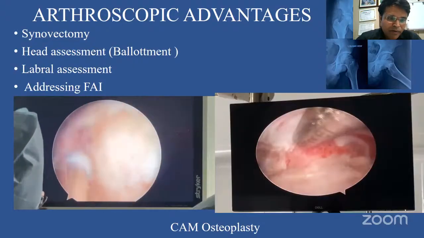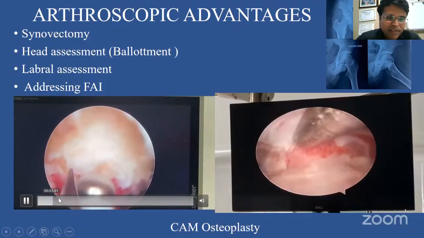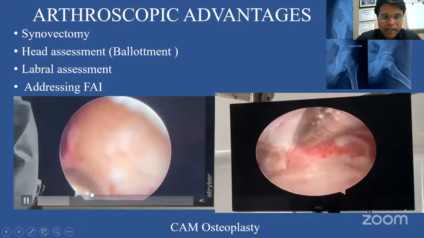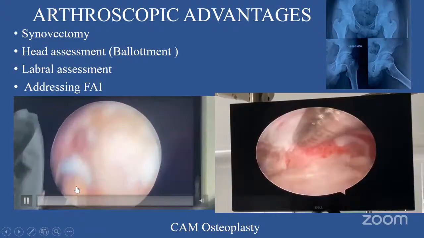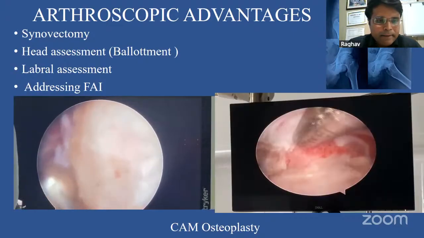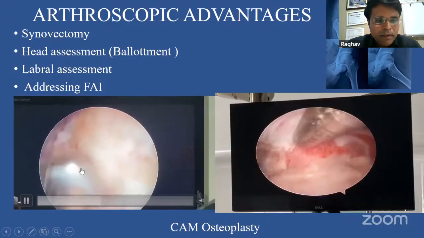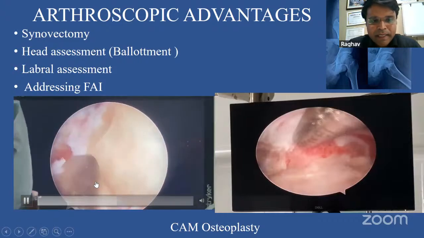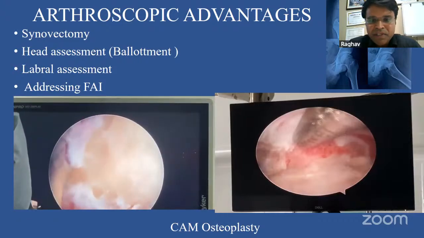So as you can see, I'll just go back again. The bone is really soft here in the anteromedial or anterior aspect. But as you go gradually laterally, the bone gets sclerotic. So I had to do a good CAM osteoplasty to relieve the impingement symptoms.